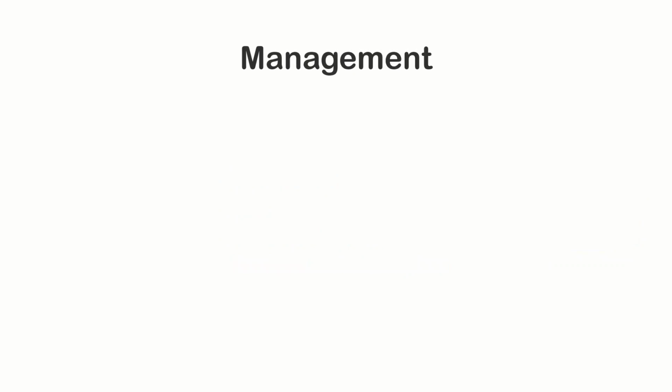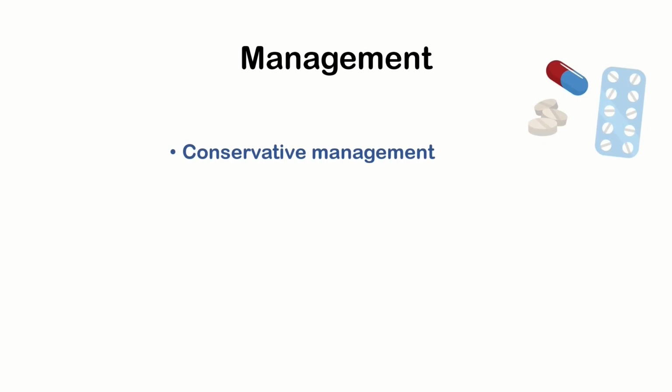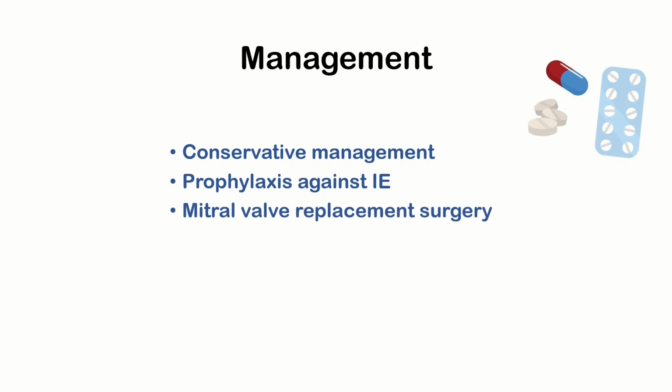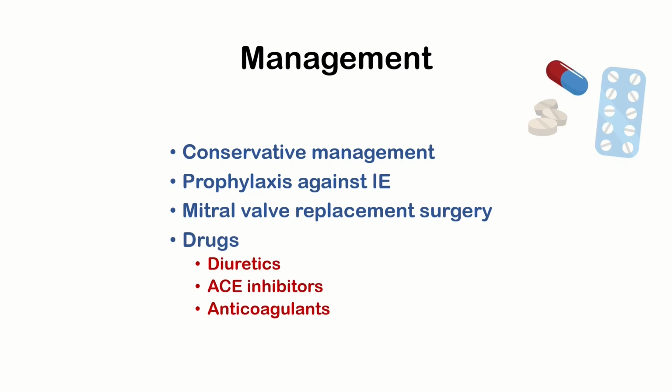When managing a patient with mitral regurgitation, initially the focus should be on conservative management, especially if there are no signs of severe mitral regurgitation. Since there is a high risk of subacute infective endocarditis, prophylaxis against infective endocarditis should be started as required. However, the best treatment method for mitral regurgitation is mitral valve replacement surgery. If the surgery is awaited or contraindicated, treatment with drugs like diuretics, ACE inhibitors, or anticoagulants can be given to relieve symptoms of mitral regurgitation.